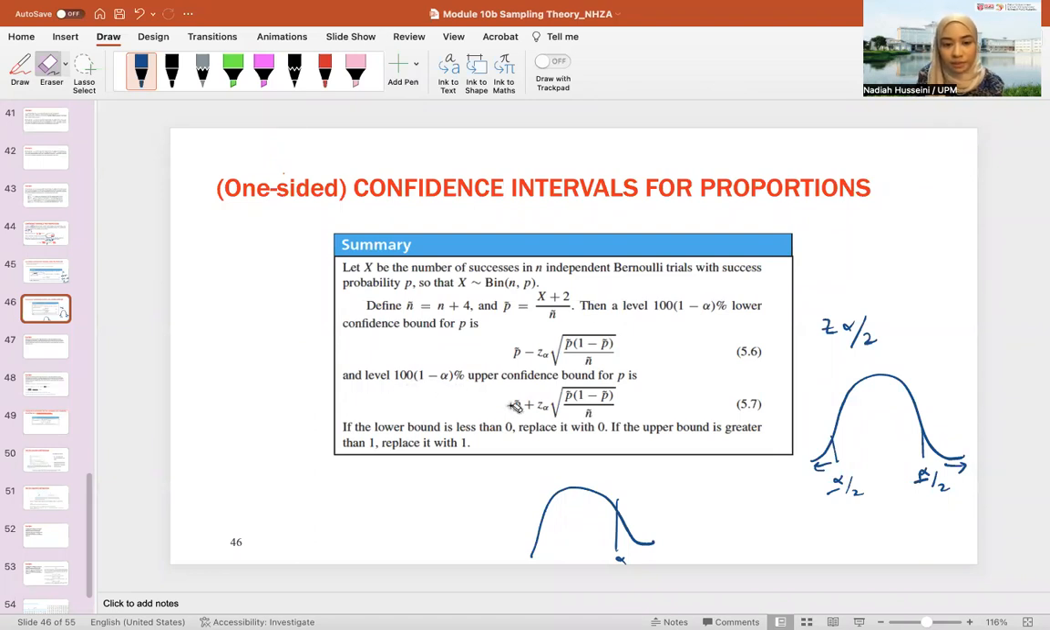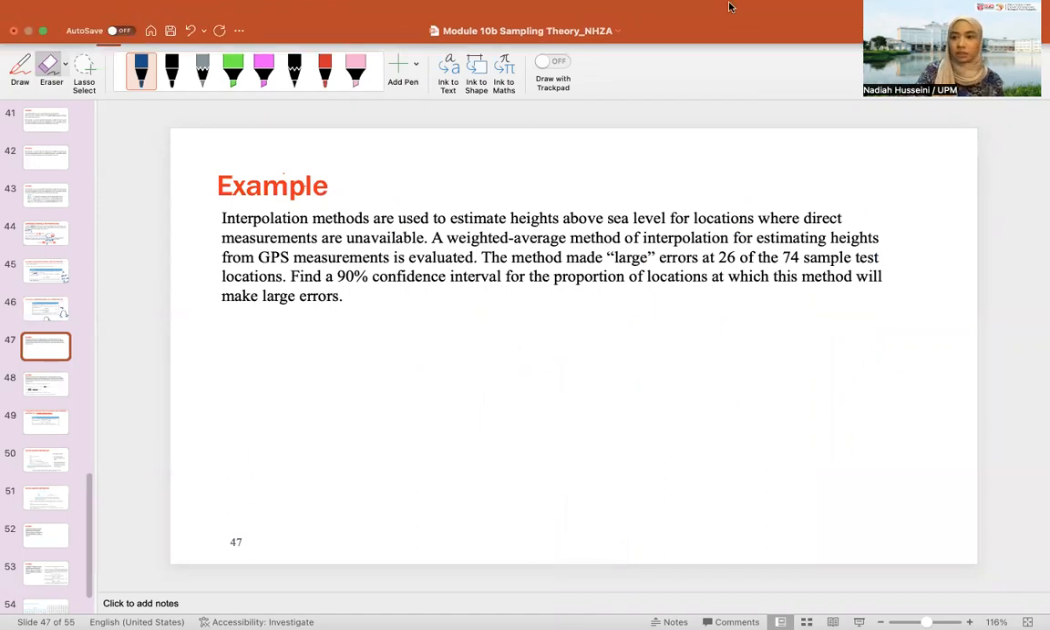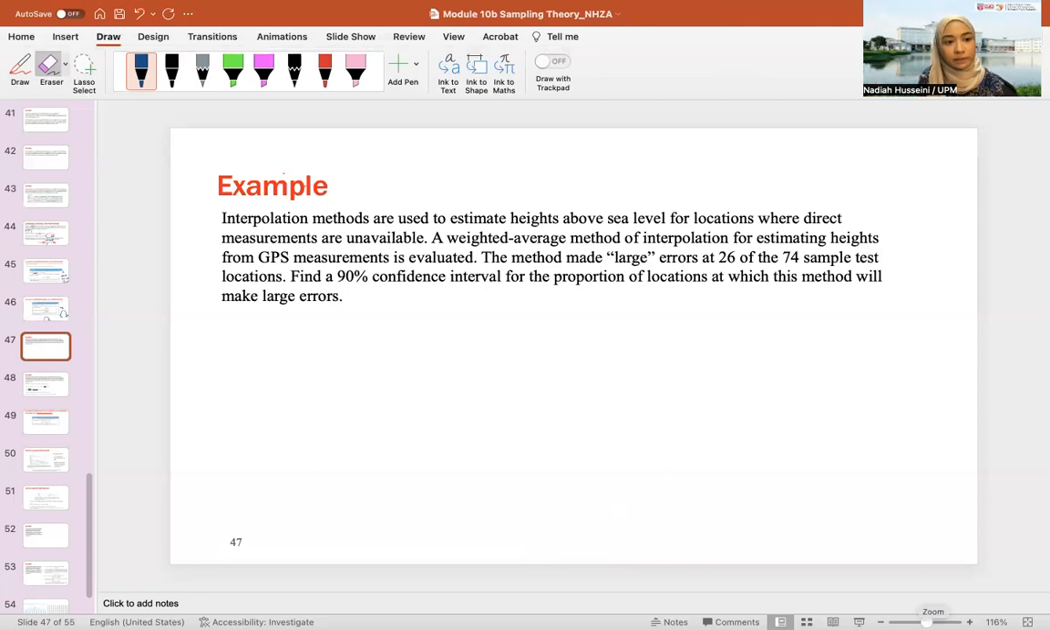And the level 100%. So basically it goes from p plus or p minus z alpha times this term. If the lower bound is less than 0, replace it with 0. If the upper bound is greater than 1, replace it with 1. It goes for both two-sided and one-sided confidence intervals for proportions. Okay, so let's do an example. Oh, I should give you a break.